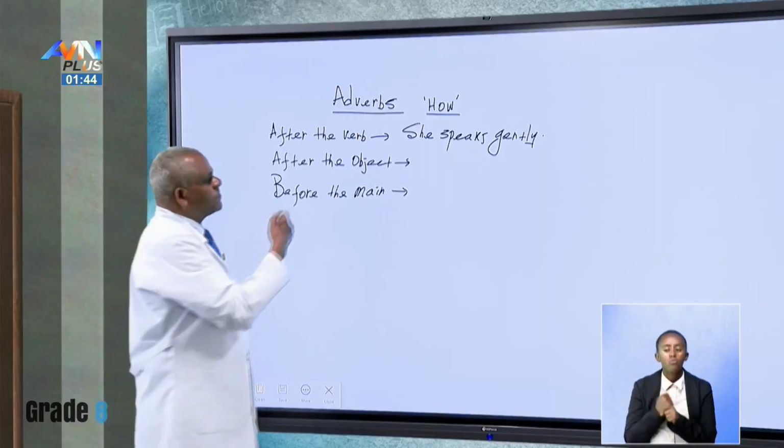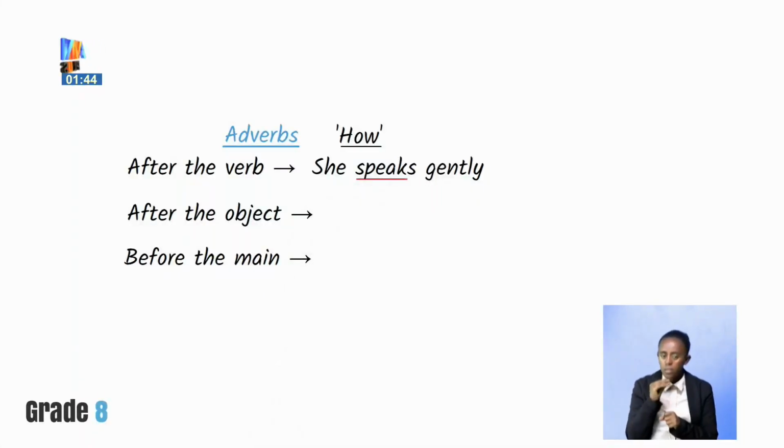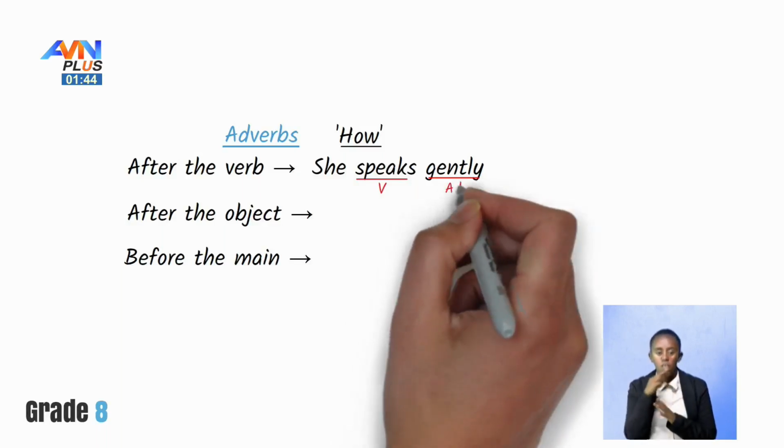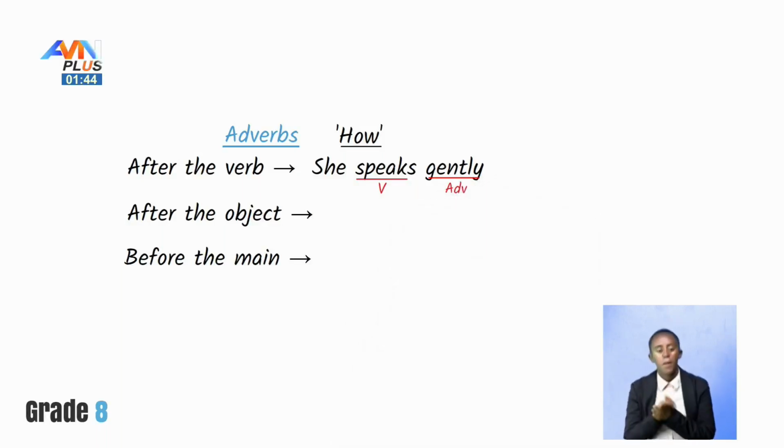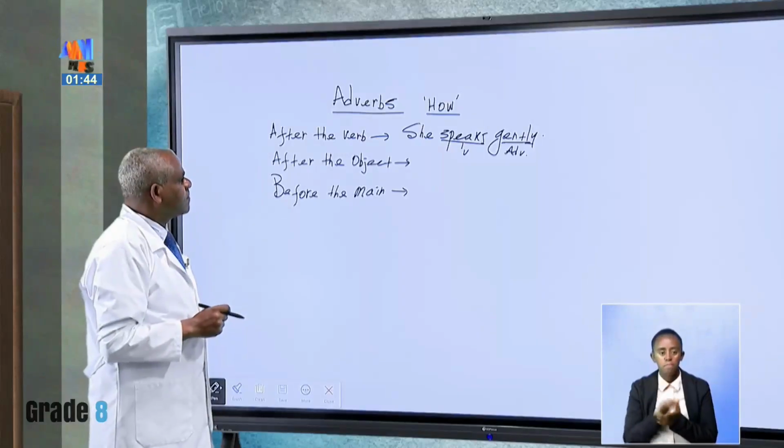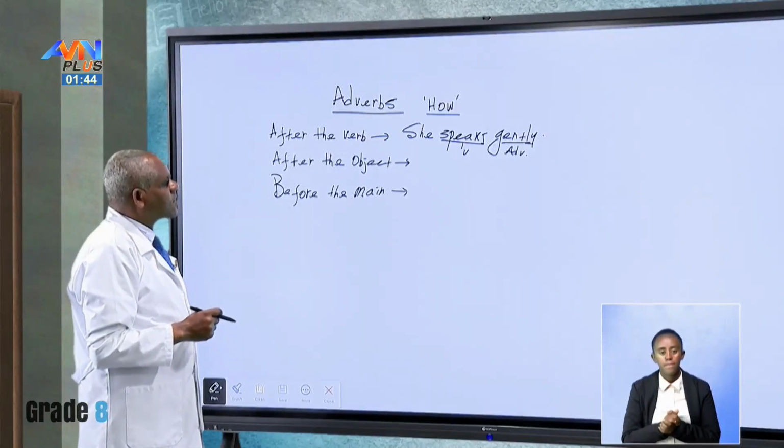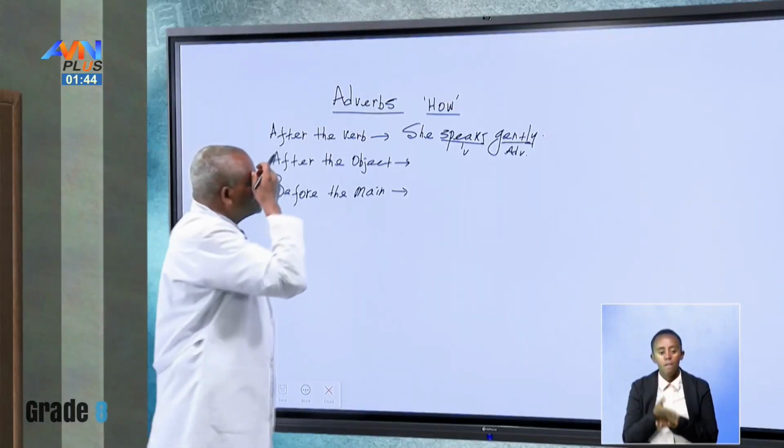Gently. After the verb, here it is. Here is a verb, right? What comes next? Here it is an adverb. In other words, an adverb that modifies a verb is like this. All right, after the object. Good.